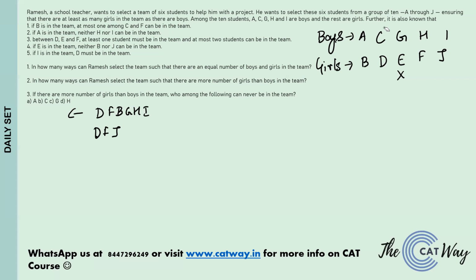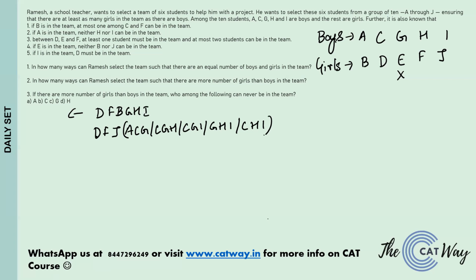See, A, H, I are not going to come together, but definitely A, C, G can come. C, G, H can also come. C, G, I can also come, not an issue. G, H, I can also come, and C, H, I can also come. Apart from these, there's no case possible.